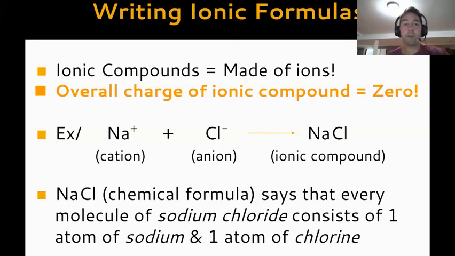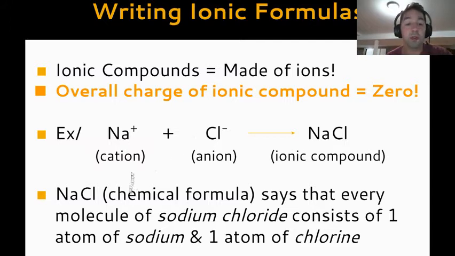All right, so today we are going to talk about writing ionic formulas. The name ionic formula pretty much always means that the compound is made of ions. That's why it's called an ionic compound or ionic formula. So the overall charge of the ionic compound is always zero. That means if you have a -1 in the compound, you have to have a +1 to cancel that out. If you have a -2, you have to cancel it out with a +2, and so on.